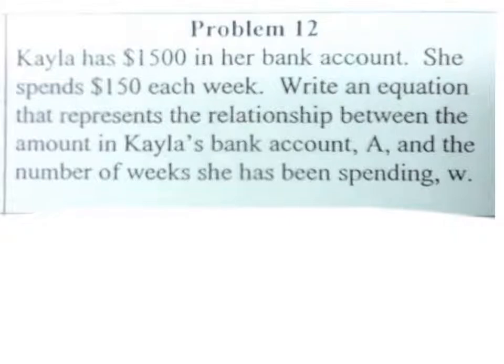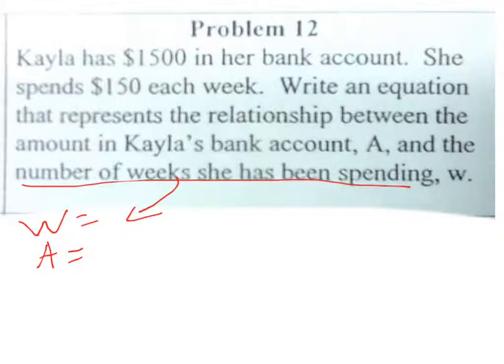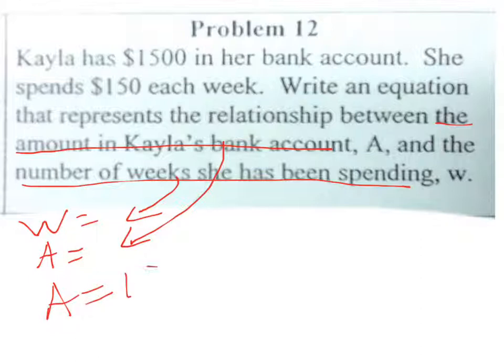On problem 12, we have Kayla starting out with $1,500 in her bank account, and she's going to be spending $150 each week. Well, you need to know what your variables stand for. W is the number of weeks she's been spending money, and A is the amount in her bank account. And so if we want to write our equation, the amount in her bank account is her starting value minus how much she's losing each week times the number of weeks.